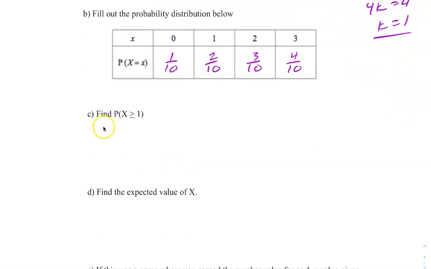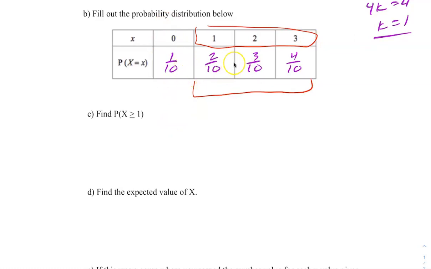Find the probability x is greater than or equal to 1. So now, again, note it's greater than or equal to 1. So I'm going to add up all these. I should probably more correctly say all these, right? Because it's greater than or equal to 1, so I include the 1. So I add all this up. Or if you want, you could do 1 minus the 0, because it's just not this guy.